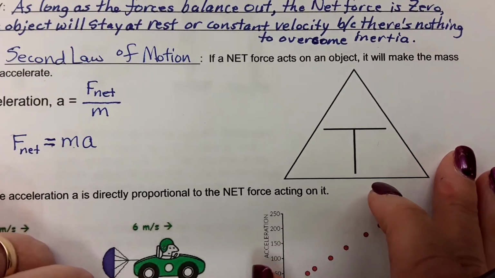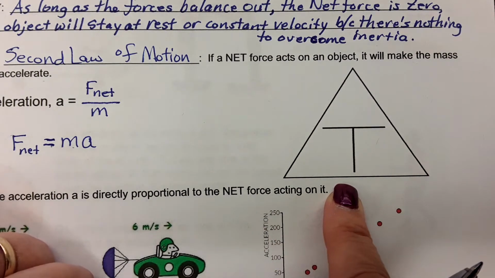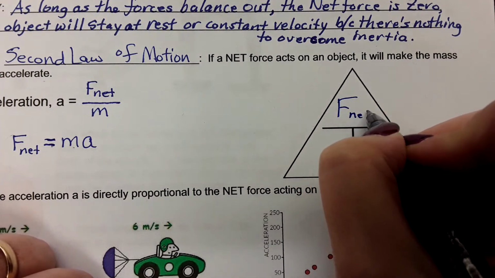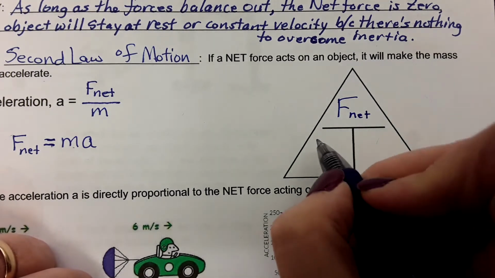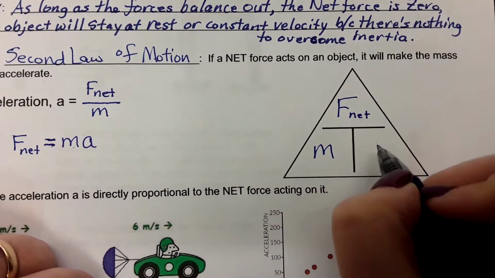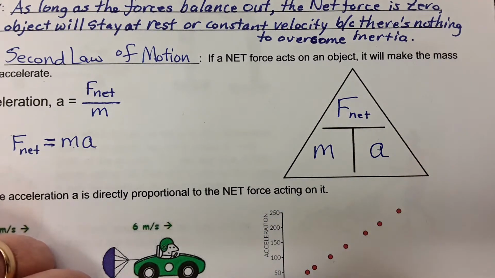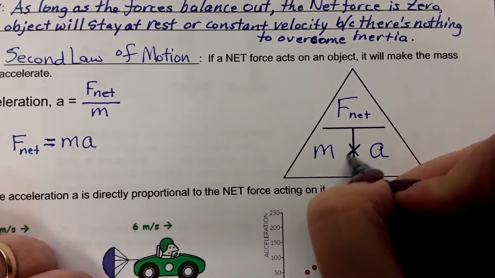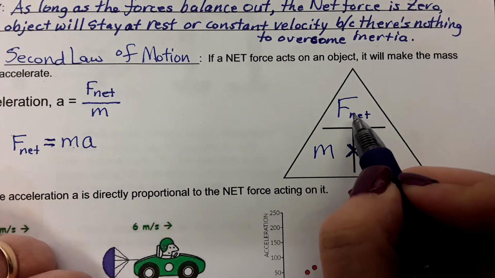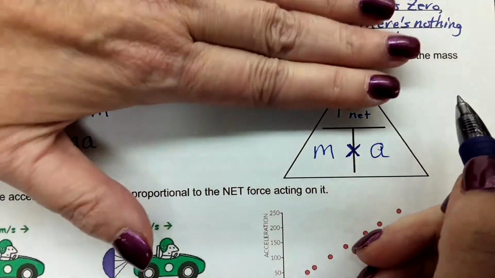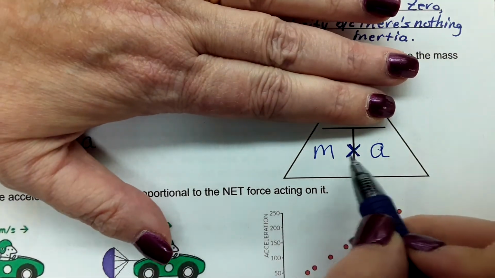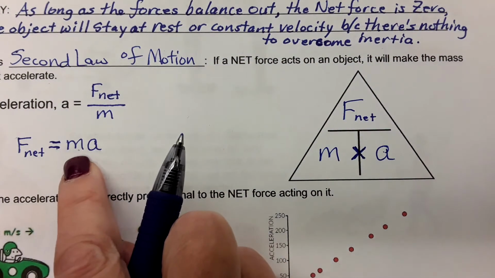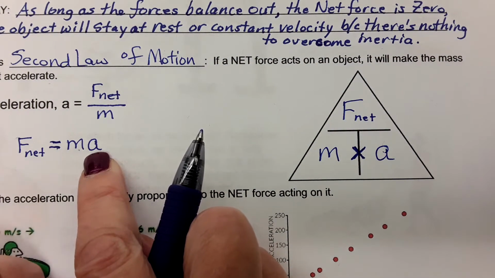So I've created a math triangle for us, and we're going to put the net force that acts on the object in the top, and we're going to put the mass here and the acceleration here. Now, how do you know what to do each time? Well, we put the multiplication right here. See? Net force, if you're looking for the net force, cover that up. You're going to take the mass and multiply by the acceleration, which is exactly what this says.